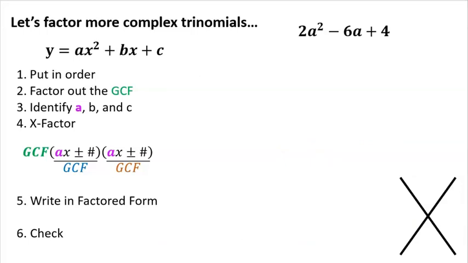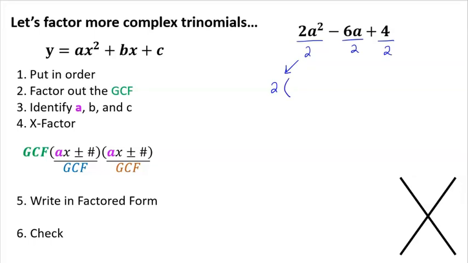Alrighty, let's try this one. We have 2a squared minus 6a plus 4. It's already in standard form. Then I'm going to check, is there a number that goes into all three? And that is a yes. 2 is the largest number that can go into all three. Is there a letter that goes into all three? No. Then you're going to factor out your GCF.